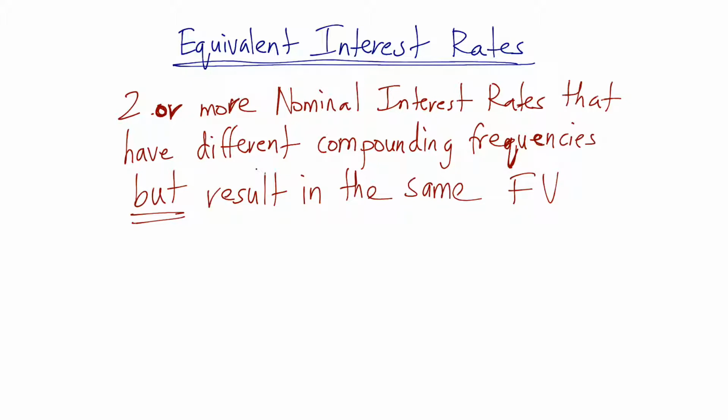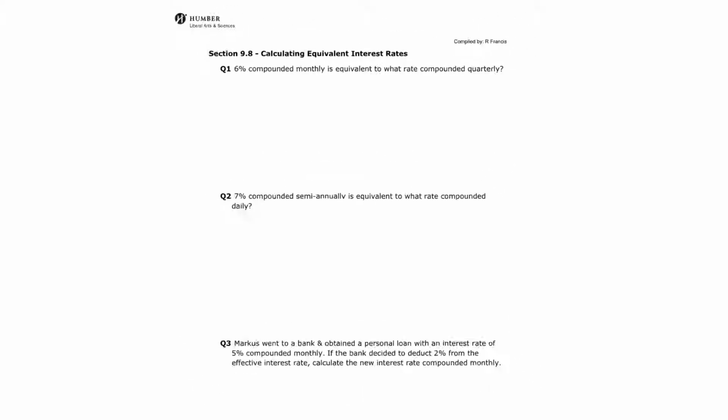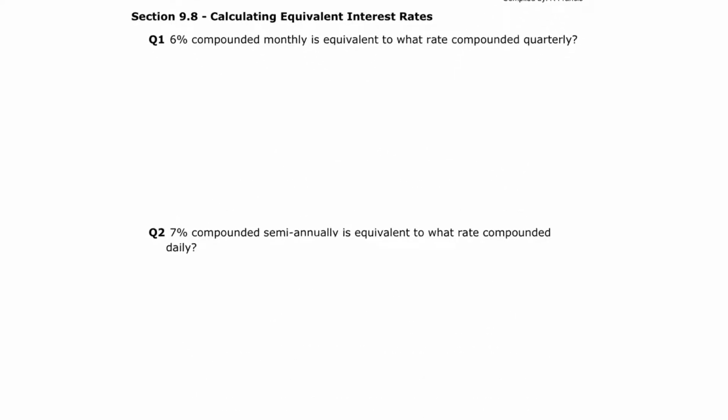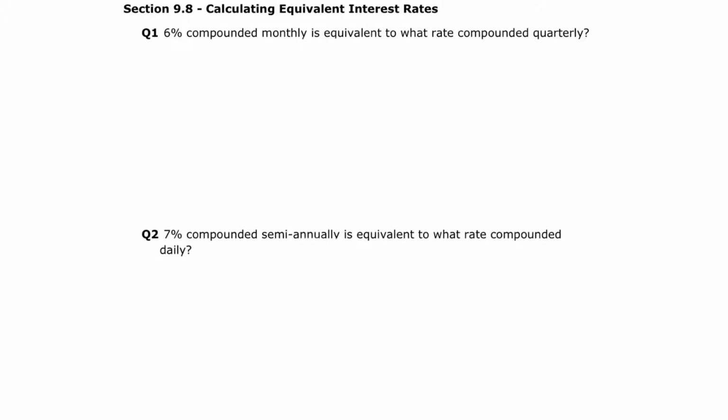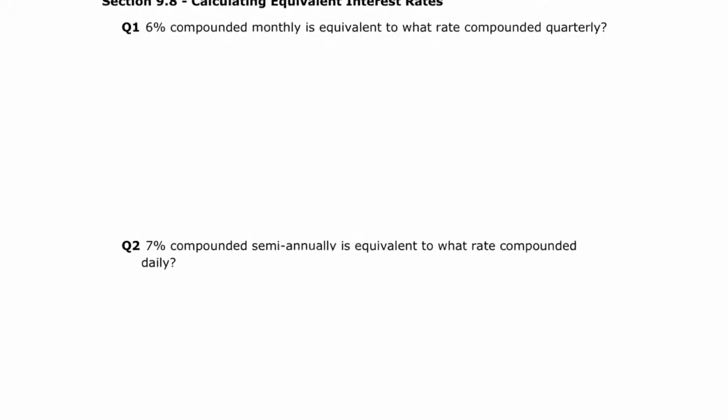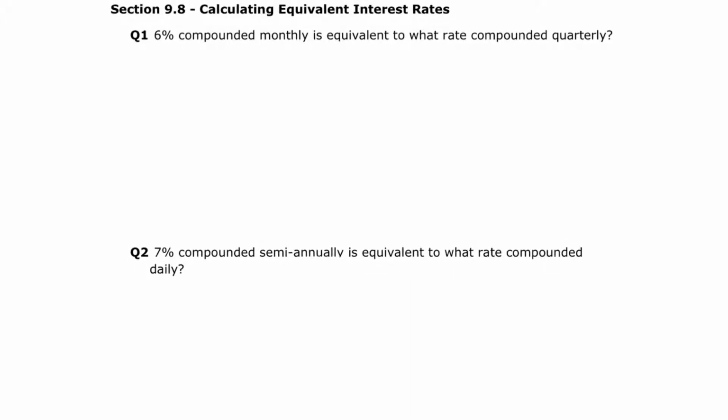Should we try some examples? Okay. Let's go into the second part of this one here. There are 3 questions in total. Let me do at least the first one with you, and you can try 2 and 3. And notice what the question says. It says 6% compounded monthly is equivalent to what rate compounded quarterly? Which is another way of saying 6% compounded monthly produces the same future value as what rate compounded quarterly.